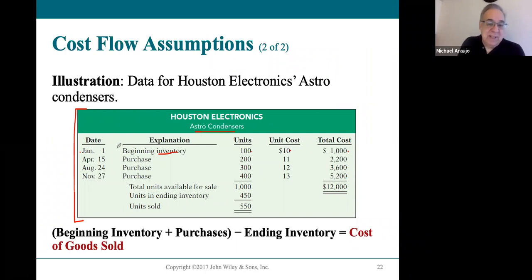So, as you know, businesses cannot just live on their beginning inventory because it's never enough. So they make purchases throughout the year. And so here, this company made 3 different purchases. The very first purchase they made was in April. They bought 200 more of these products, astro condensers. But as you see, the cost to them increased from $10 to $11. So instead of paying $10 each, which is what they actually paid for the 100 that was already in the store, they went in April to purchase 200 more, and the cost had increased to 11.